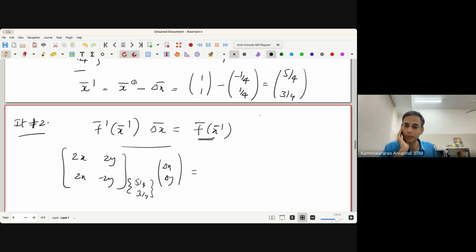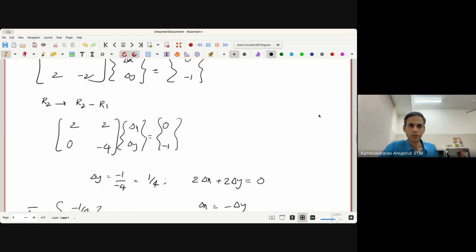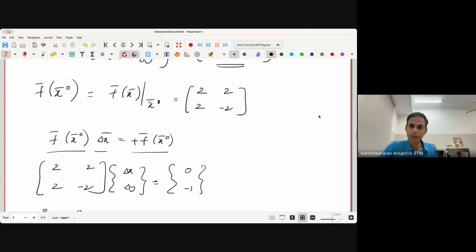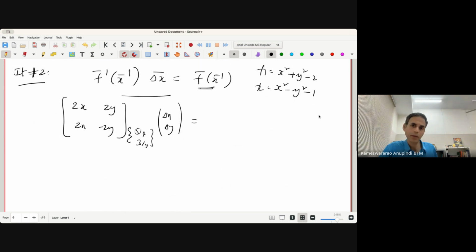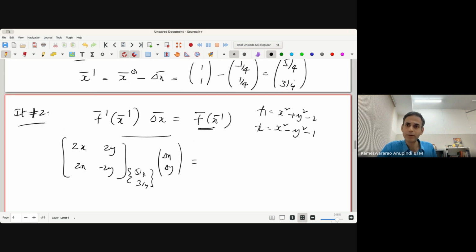So this is given as f1 equals x square plus y square minus 2 equals 0, and then f2 equals x square minus y square minus 1. Okay, that's what we're given. Then I can substitute for x bar 1 in this, so that is going to be 5 by 4 and 3 by 4.